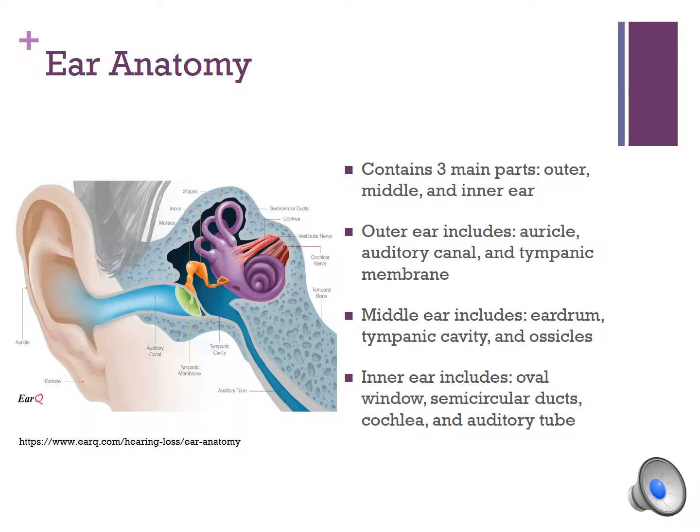Ear anatomy. The ear contains three main parts, which are the outer, middle, and inner ear. The outer ear includes the auricle, which is the physical ear that we see from the outside, the auditory canal, and the tympanic membrane. The middle ear contains the eardrum, tympanic cavity, and ossicles, which are small bones that feel the sound wave vibrations. And the inner ear includes the oval window, semicircular ducts, cochlea, and the auditory tube, which not only helps with hearing, but it also functions in balance and equilibrium.